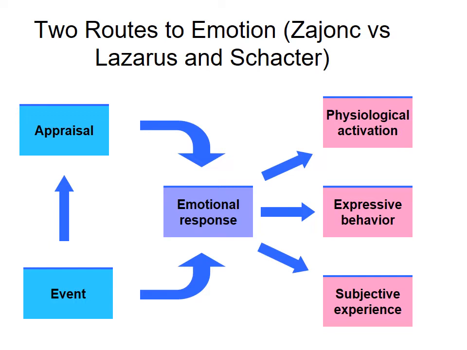So when we're looking at Lazarus and Schachter-Singer versus Zajonc, with Schachter-Singer and Lazarus, you have the event. Then you move up to appraisal, a cognition about it. Then you have an emotional response that then comes into the three different aspects of emotion. Now, the difference between Lazarus and Schachter-Singer is that Lazarus says the appraisal may be at an unconscious level, where Schachter-Singer says it's a conscious appraisal. Zajonc, however, says the event goes straight into the emotional response, and then we have all of the experiences that come with an emotion.